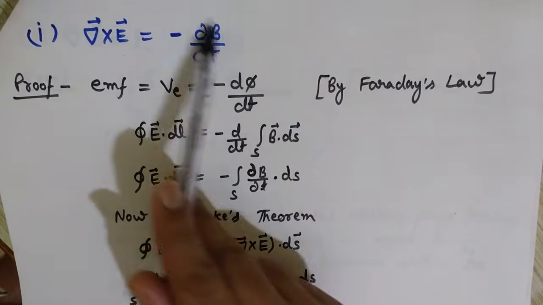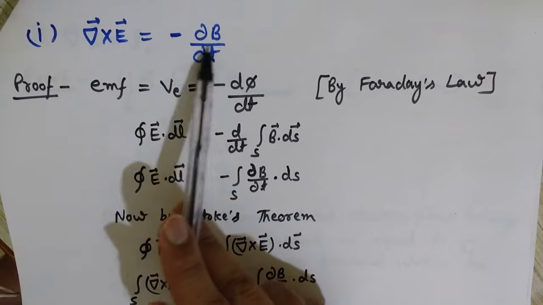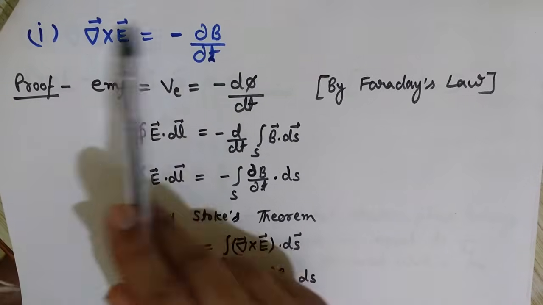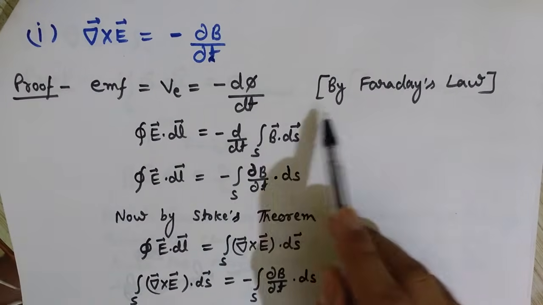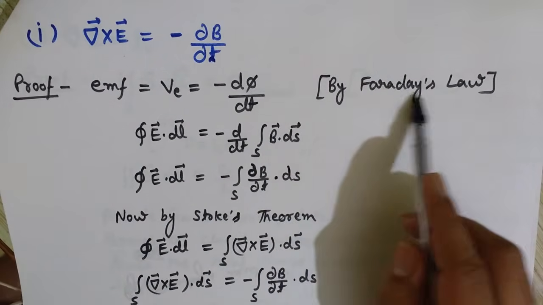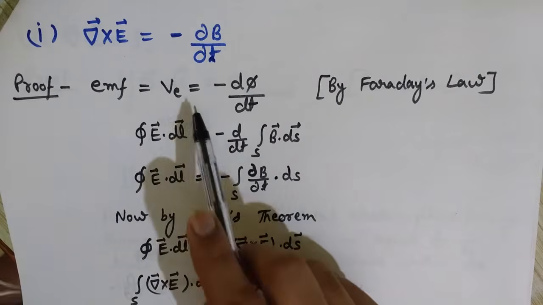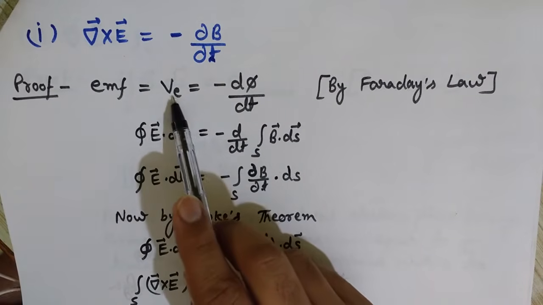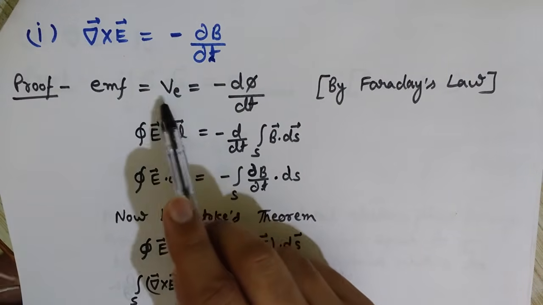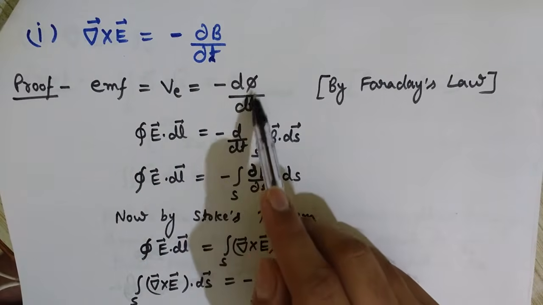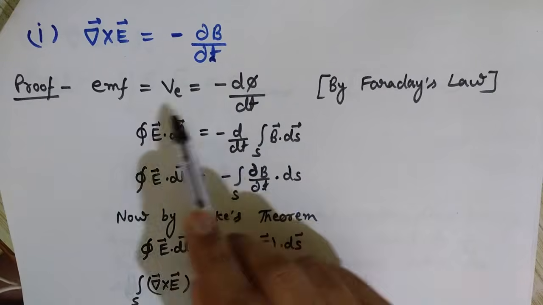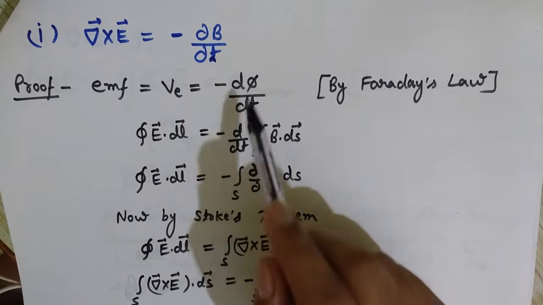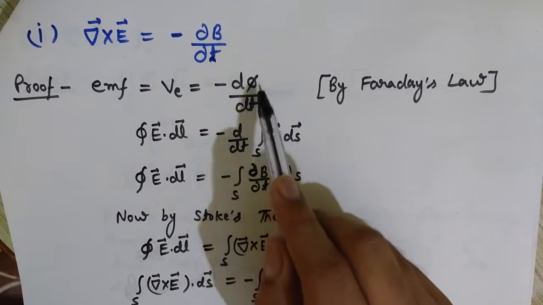So our first equation is this, curl of E equals minus of del B by del T. How can we prove this equation? It is very easy because, as I told you, it is based on Faraday's law, and we know what Faraday's law is. According to Faraday's law, the induced EMF is equal to minus d phi by dt. Phi is the flux, so it means that the EMF induced is equal to the rate of change of flux.